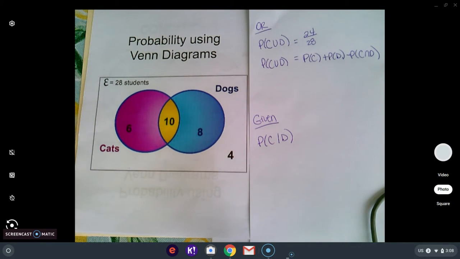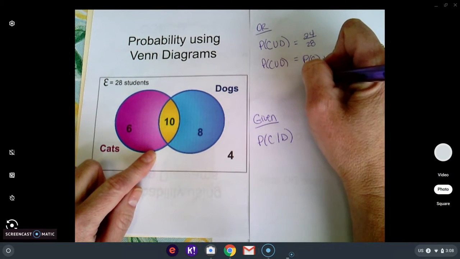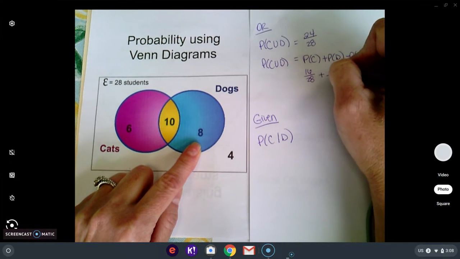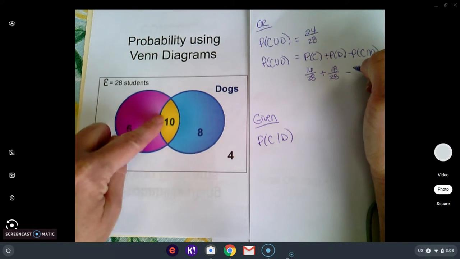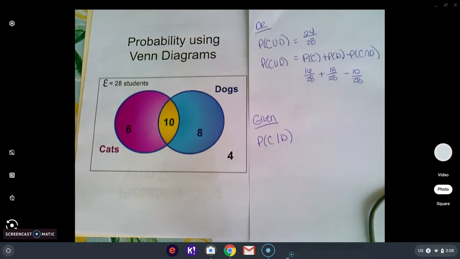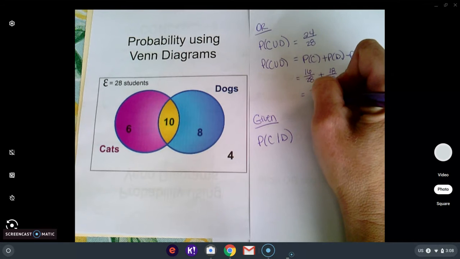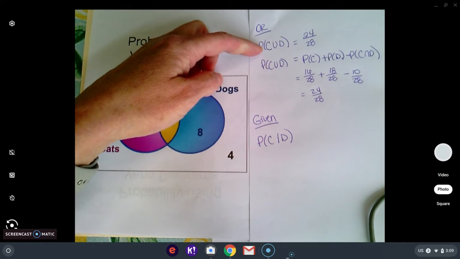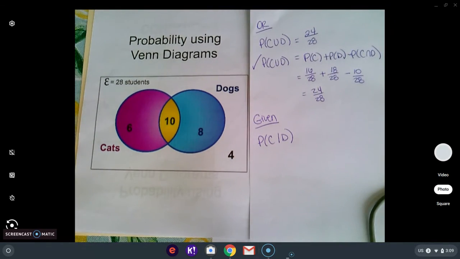Okay, so we talked about this a little bit before. So this is going to be 16 out of 28 for the probability of having a cat. Probability of having a dog is 18 out of 28. And then, you can see when I do this, we've counted these people twice, so we have to subtract them. And it's that simple. It's also 24 out of 28. But it's a more formal version of what you did intuitively up here. Okay, so this is the formula for or.